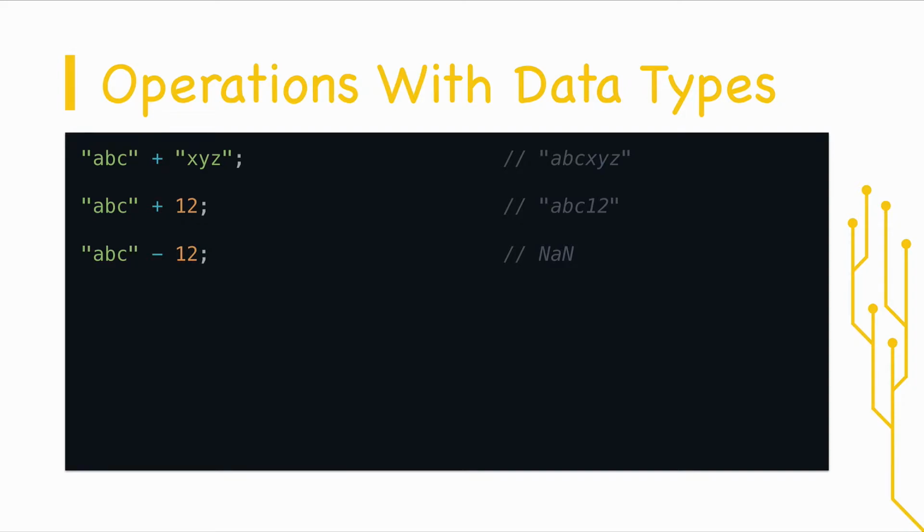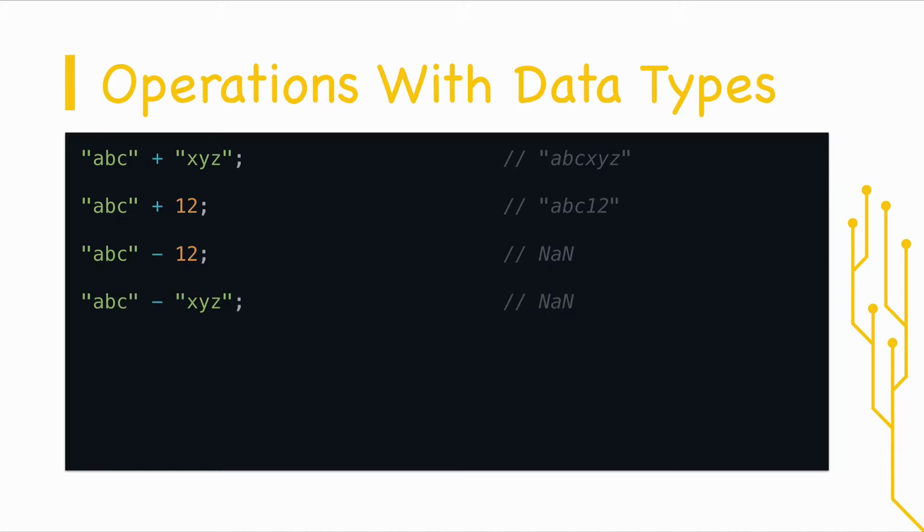Now NaN is a special value which has the data type number, and it represents not a number. So NaN's full form is not a number. And this is a value that you'll get when JavaScript thinks an operation is not valid. So for example, subtracting a number from a string doesn't even make any sense. And that is why the result is NaN, because JavaScript thinks this operation is not valid, and that's why the output is not a number, NaN. So in this case, you can't really subtract a number from a string.